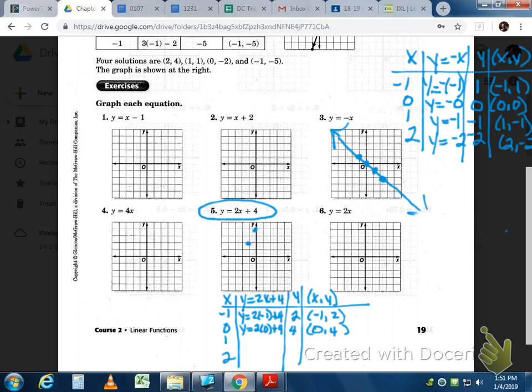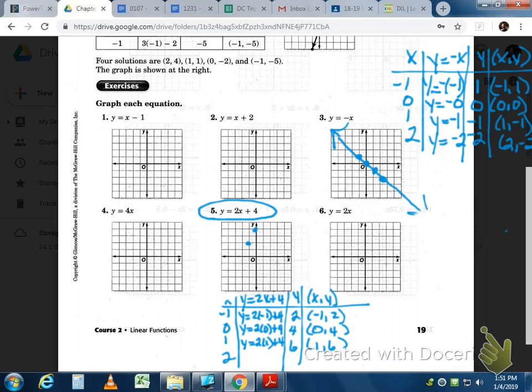All right, now 1. X is 1. So y equals 2 times 1 plus 4. What's 2 times 1? 2. What's 2 plus 4? 6. What's my ordered pair? 1, 6. Now I might have a problem here. You see what my problem is? I ran out of graph, didn't I? Yes, I did.